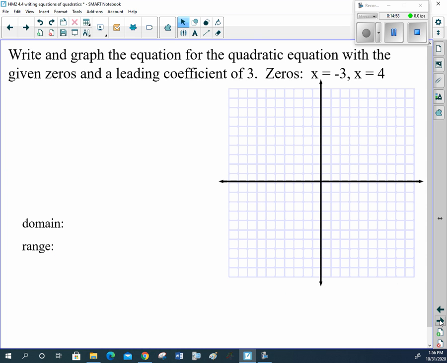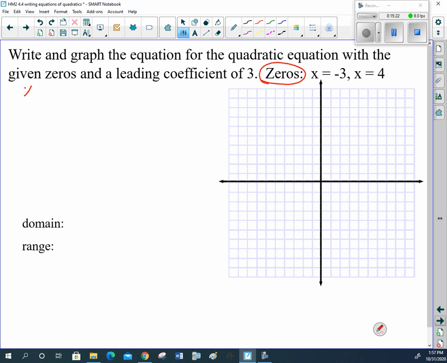New idea here. This one says write and graph the equation for the quadratic equation with the given zeros and a leading coefficient of 3. Okay, so you got to know a vocab word. So zeros, guys, is very similar to x-intercepts. A lot of times zeros are the x-intercepts. They don't have to be, but a lot of times they are.